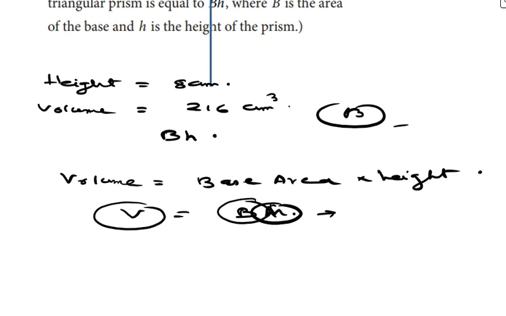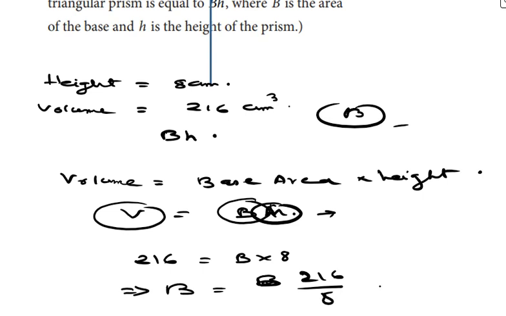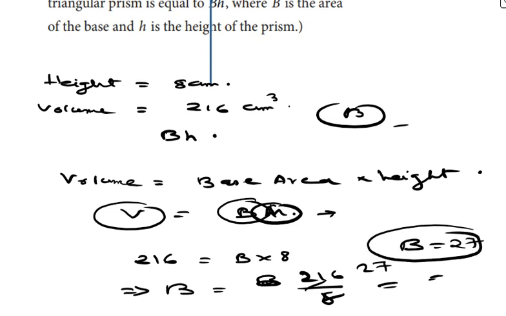Now we are told volume is 216 cubic centimeters and height is 8 centimeters. So we substitute into the formula. So 216 is equal to B into 8, or B is equal to 216 by 8. Now it gives us 27. So B is equal to 27 here.